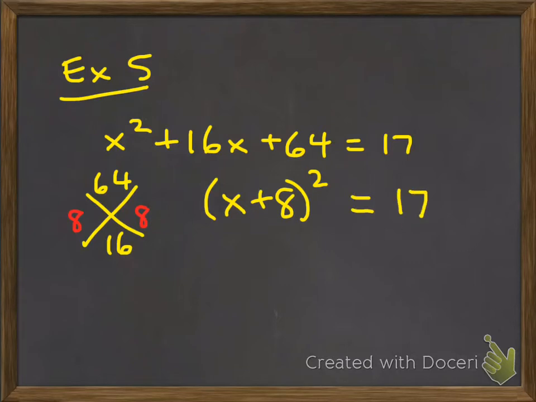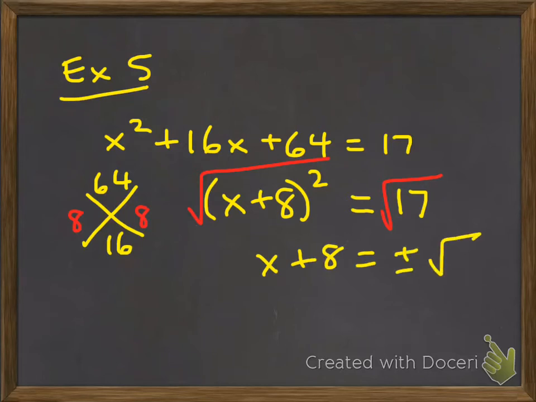We're going to take the square root of both sides. Okay, then that's x plus 8 equals plus or minus the square root of 17. Then you're going to subtract 8. So that's negative 8 plus or minus the square root of 17.